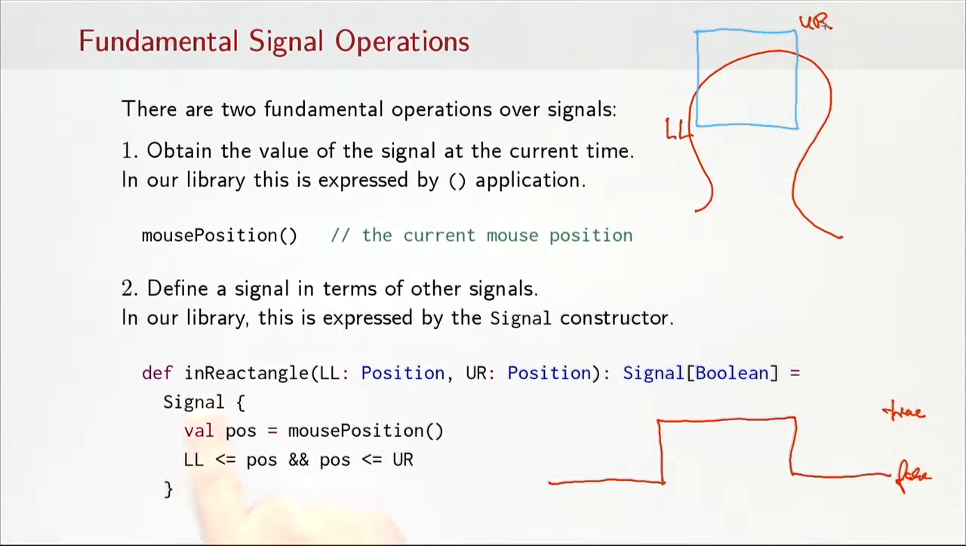And it's defined by this expression here. So what that says is that at each point in time, I return the signal that looks at the mouse position at the same point in time, at the current point in time, and returns whether that position is between the lower left and the upper right corners.